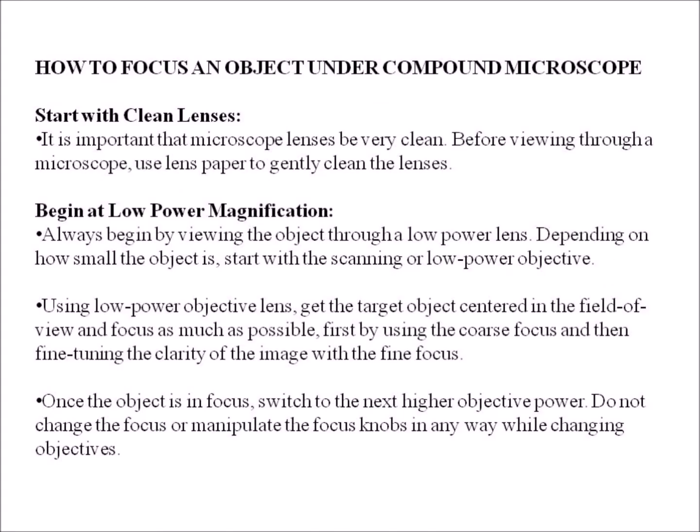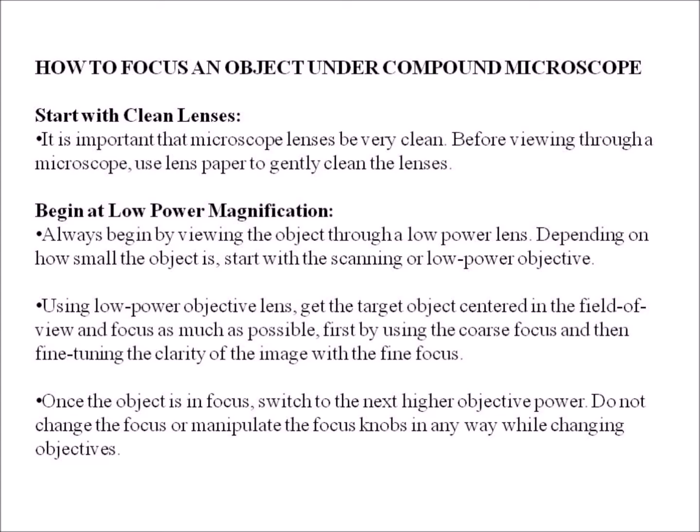Here is the use of the compound microscope. First, start by cleaning the lenses, then begin at low power magnification. Always begin by viewing the object through a low power lens. Depending on how small the object is, start with the scanning or low power objective.